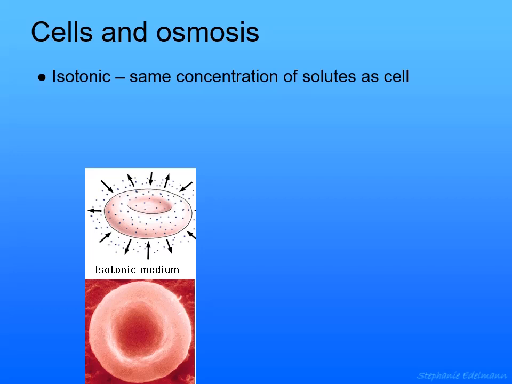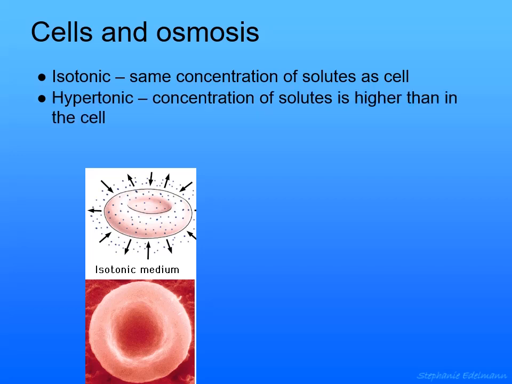So isotonic, it's the same concentration of solutes on the outside as on the inside of the cell. That's usually what we compare these things to. That means there's no net movement of water in any direction. Water goes in and out and just kind of keeps on moving in and out. Which in this case of the red blood cell here means that the red blood cell is perfectly happy, perfectly fine.